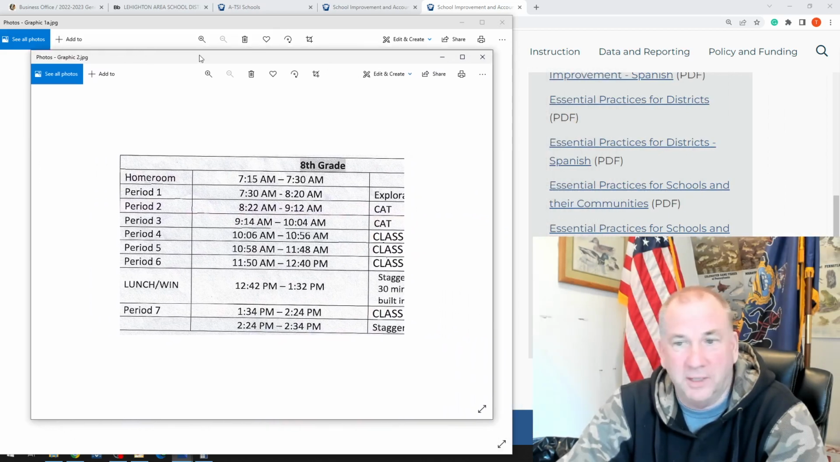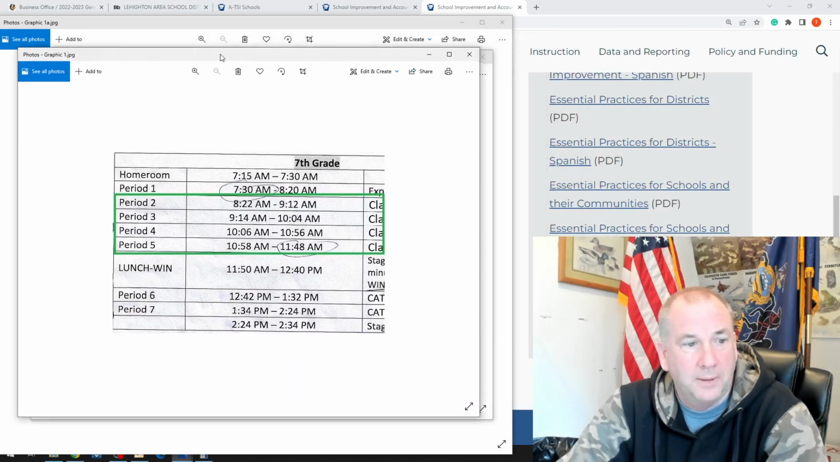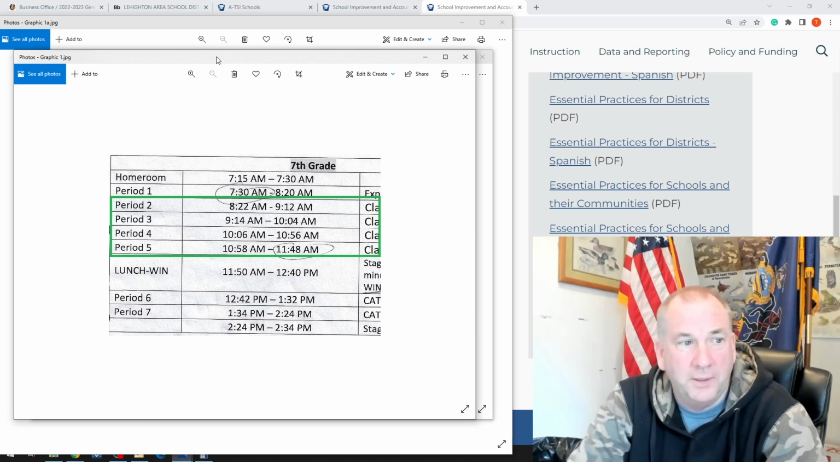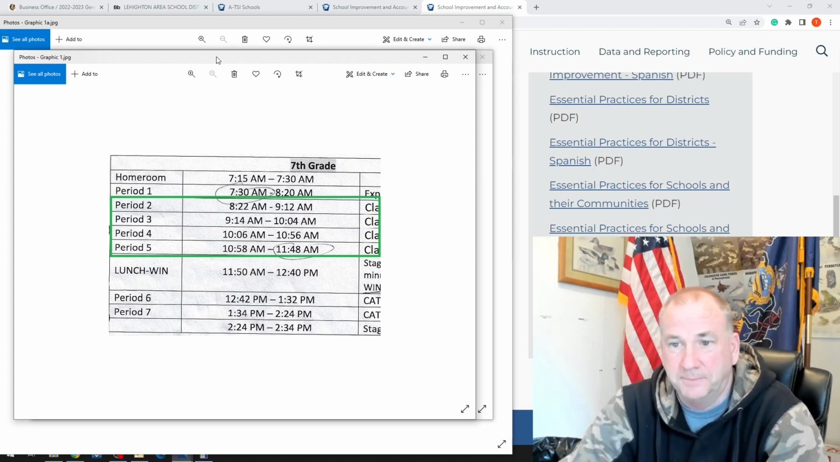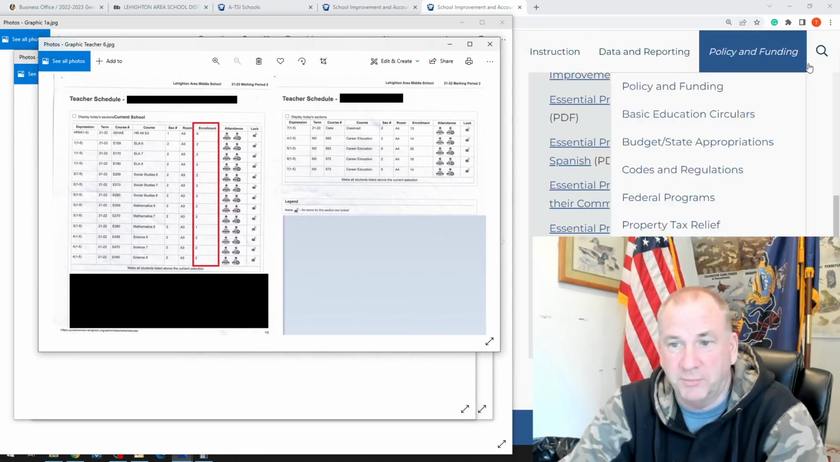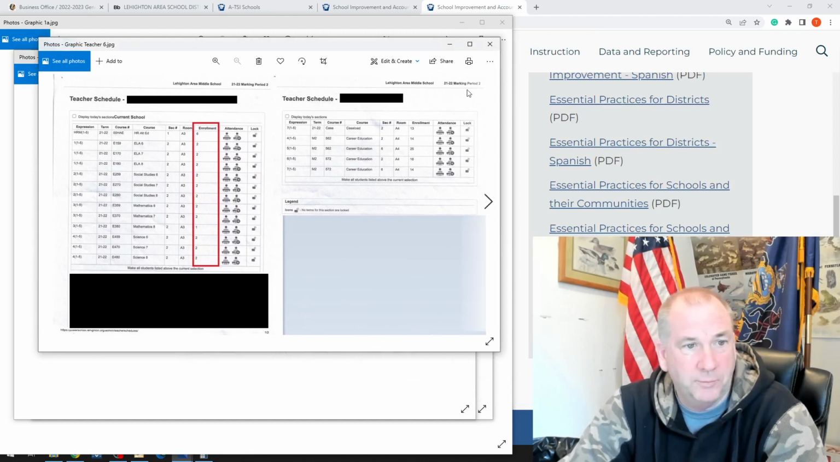Here's what 8th grade looks like. Here's what 7th grade looks like. This is just right out of the books for the bell schedule. Now, if you take a look at what the teachers are actually doing, this comes from something called Power School. I'll zoom in a little bit.